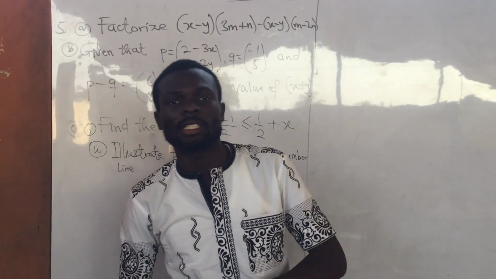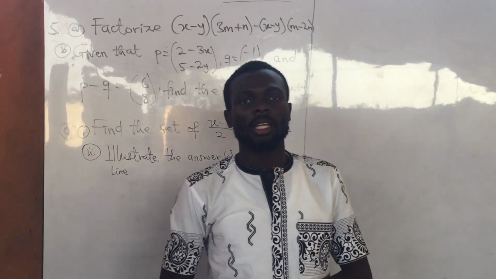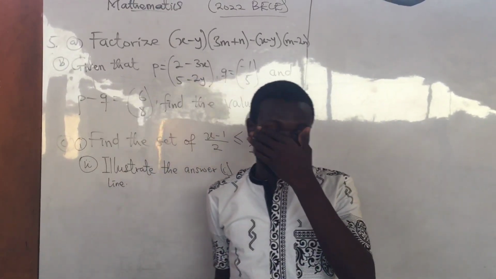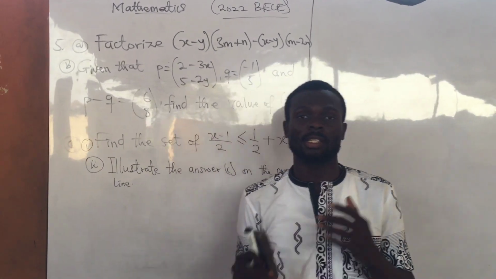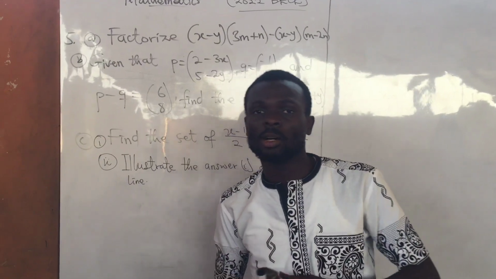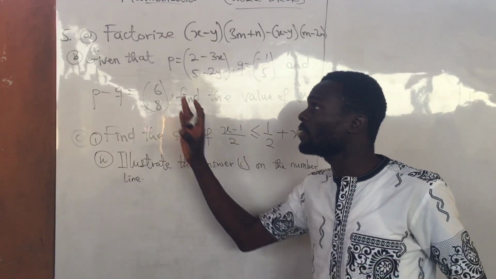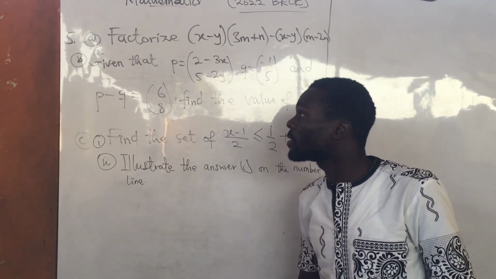Today we want to look at the final part in the last year BECE 2022. So we want to look at question 5 and 6. Question 6 is about graph. So we'll see how we are going to do that one. We have number 5 here. So let's look at number 5.